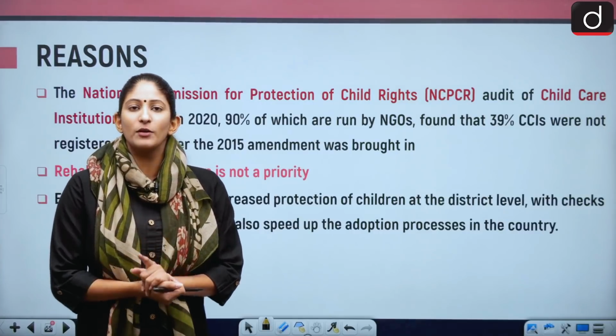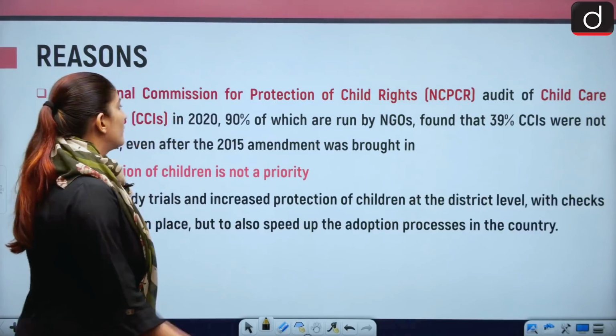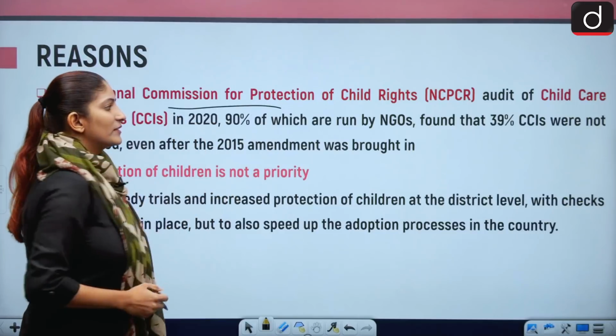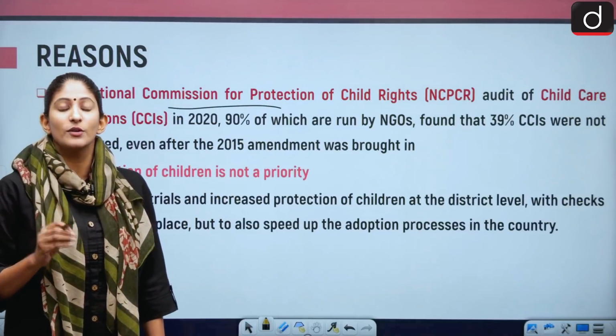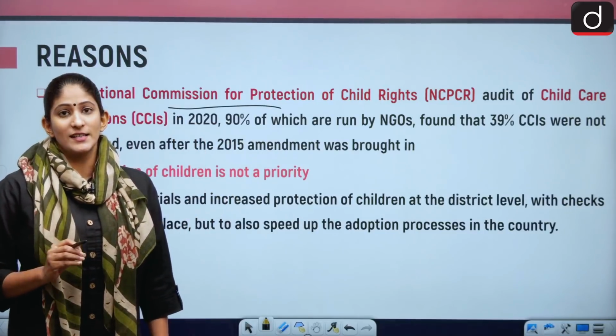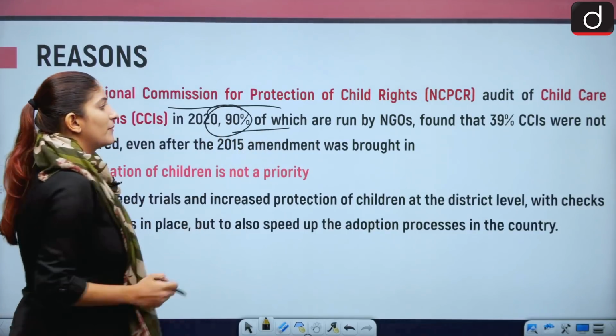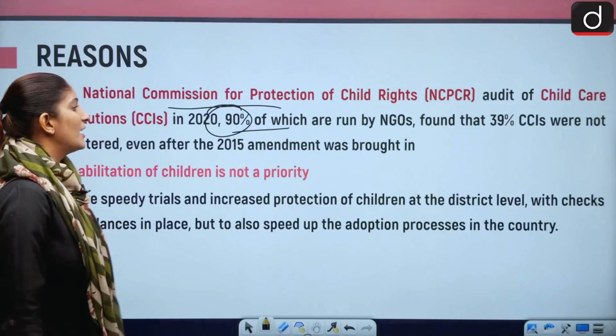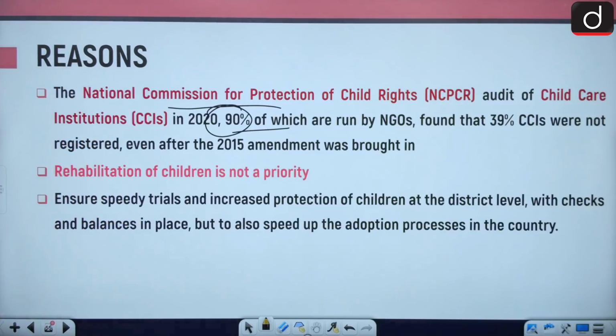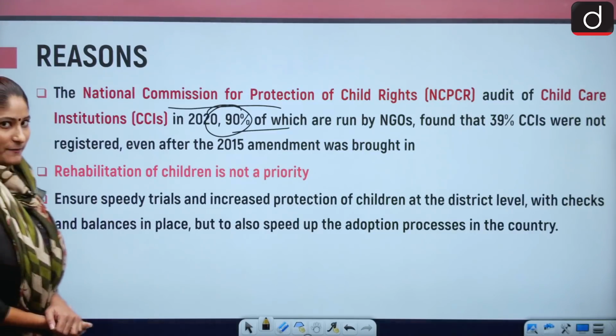But before that also, the National Commission for Protection of Child Rights audited several child care institutions, and it found out that 90% are run by NGOs and 39% of child care institutions were not registered even after the 2015 amendment was brought in.